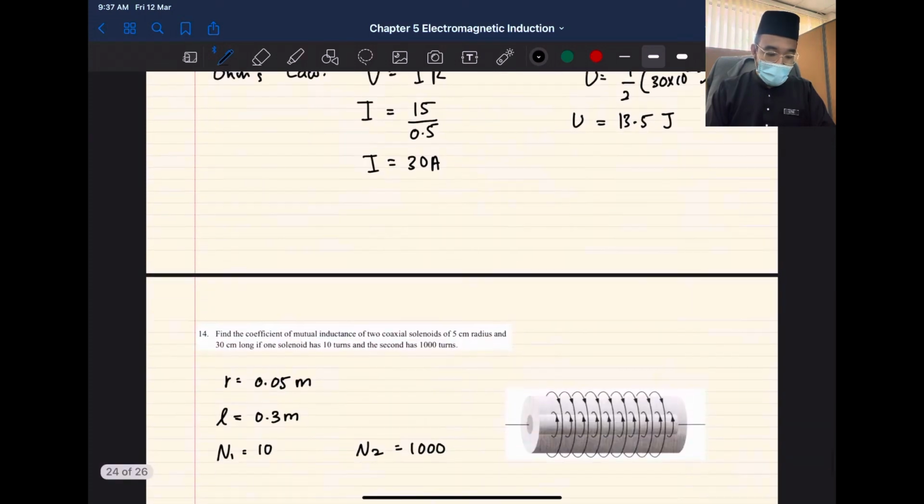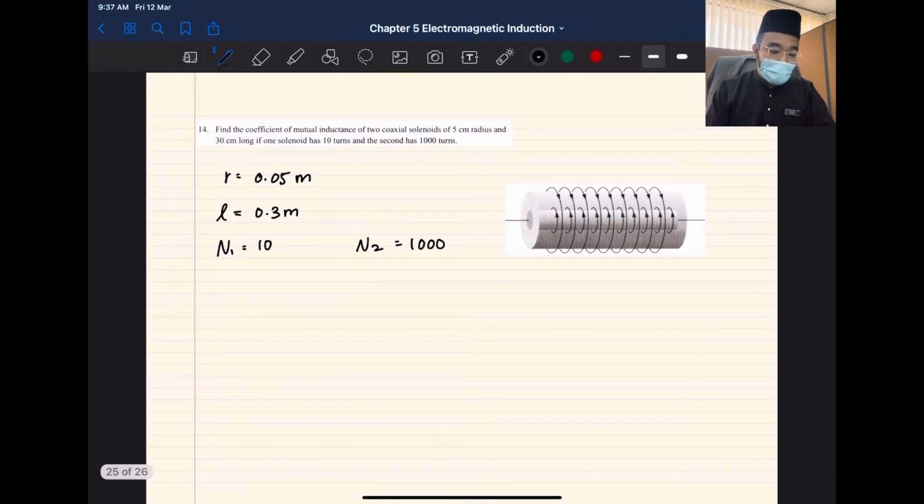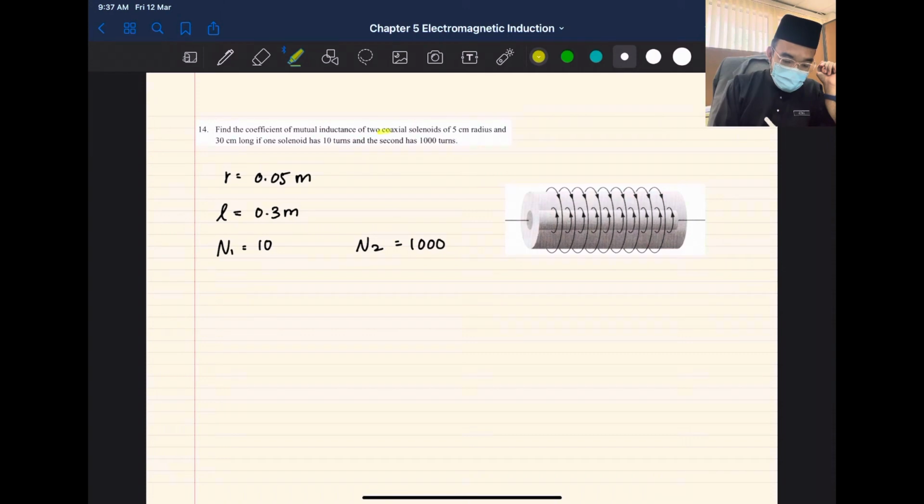And then question number 14. Find the coefficient of mutual inductance of two coaxial solenoids of 5 cm radius and 30 cm long, if one solenoid has 10 turns and the second has 1000 turns. So what does it mean by coaxial? It's actually something similar to this. You have one in the middle and the other one, the axis is the same, they share the same axis.